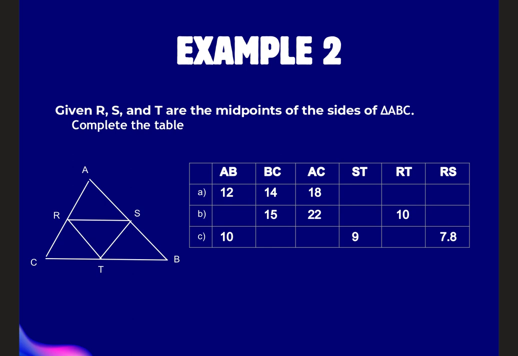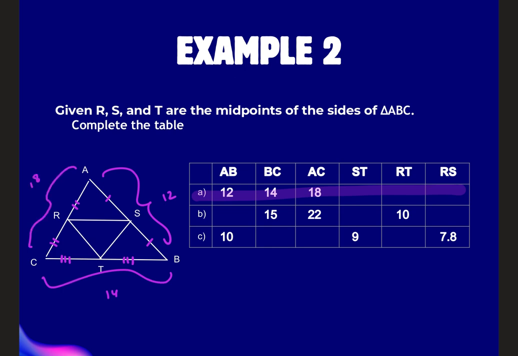Example 2 says, given R, S, and T are the midpoints of sides of triangle ABC, which means this would be congruent to this, and this to this. Complete the table. So A, running left to right, says AB is 12, so this whole side is 12. BC is 14, and AC is 18, which would make ST half of 18, or 9. RT half of 12, or 6, and RS half of 14, or 7.